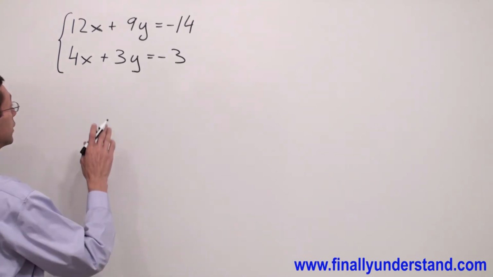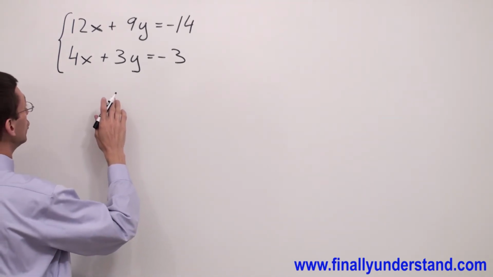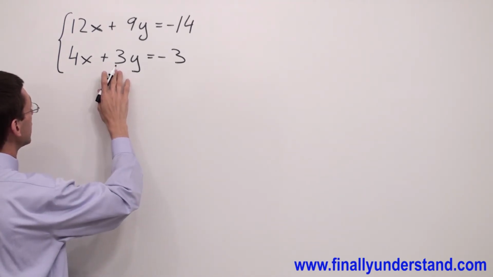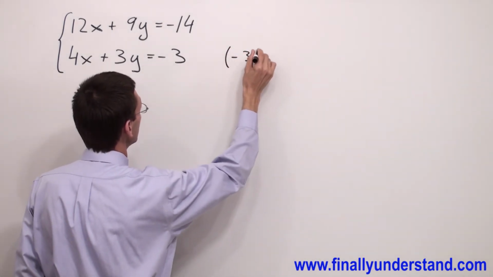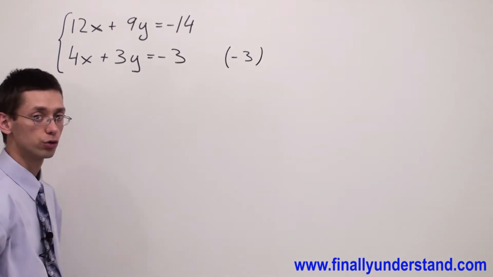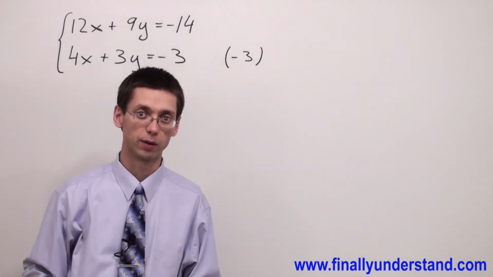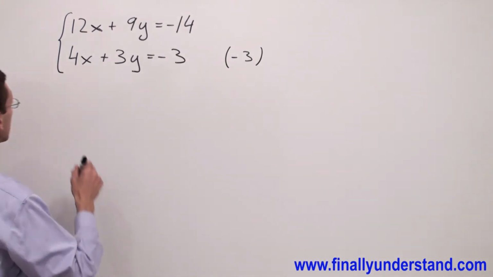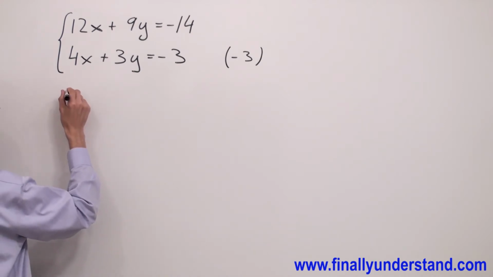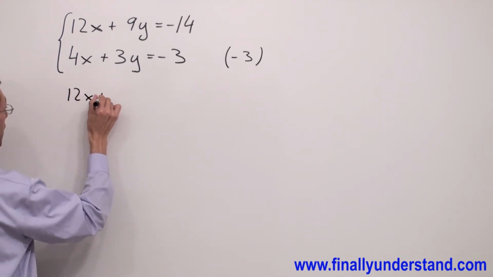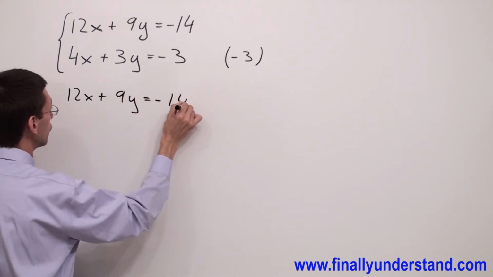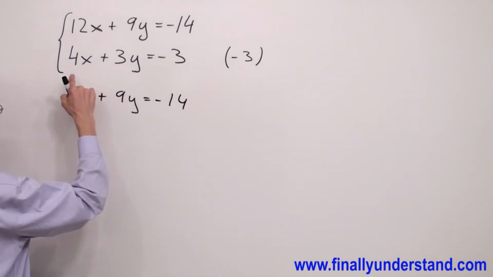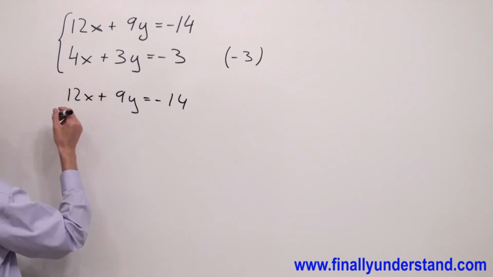So what I can do, I'm going to multiply the second equation by -3. Someone is going to ask why I'm going to multiply by -3. Let's take a look. Copy down the first equation. We have 12x plus 9y equals -14. Multiply the second equation by -3, as I said.